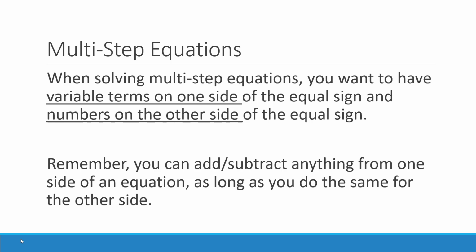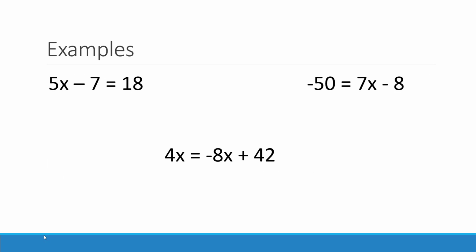Now let's talk about multi-step equations. With multi-step equations, you want to have variables on one side and then numbers on the other side. Remember, the thing with equations is that you can add or subtract anything from one side of the equation as long as you do the same thing to the other. So let's look at an example.